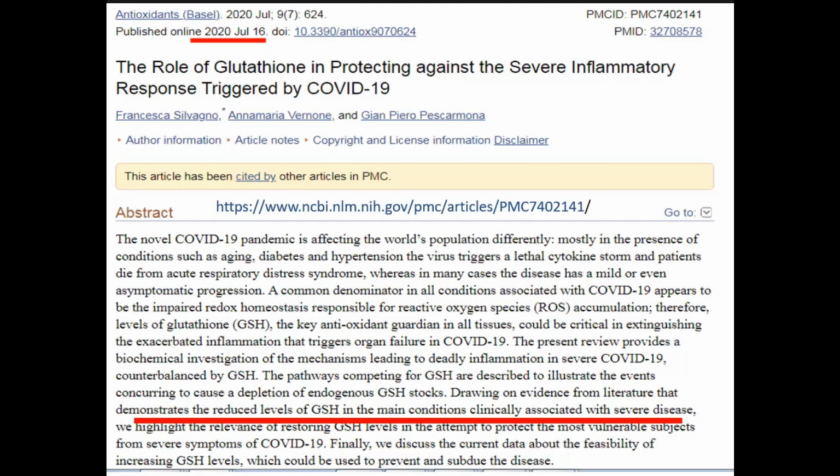Then a third, an extensive review of the literature, drawing on evidence from literature. This demonstrates that reduced levels of glutathione is the main condition clinically associated with severe disease of COVID-19. Again and again and again, it is glutathione deficiency, right? So it connects very well with the science of glutathione and viral infection. Without sufficient glutathione, our immune cells cannot do their part, cannot play their role.